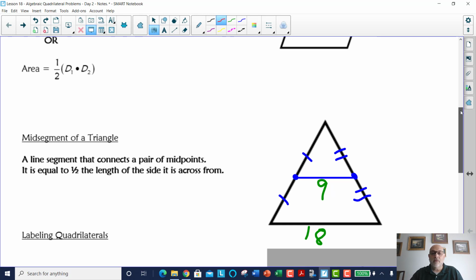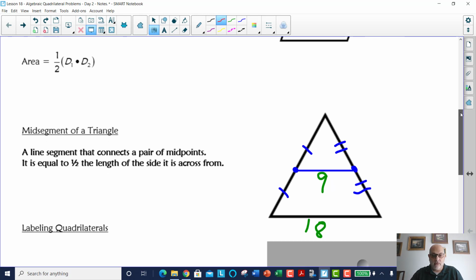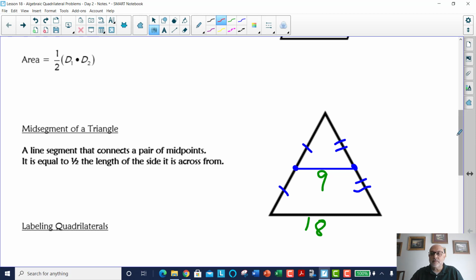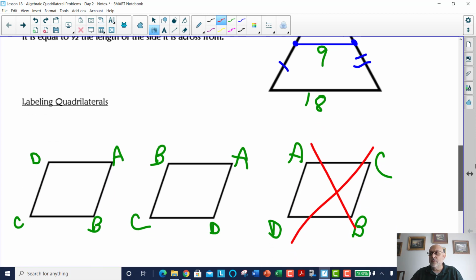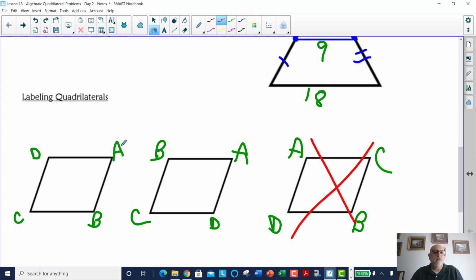One last thing I wanted to clear up is labeling quadrilaterals. I've talked about it. I've shown you the different ways I label them. So one way to label them is you start at one vertex and you go clockwise around in order. Another way is to start at a vertex and go counterclockwise around. A way that's not the way to label the quadrilateral is the letters across from each other. Okay? A is not across from B, C is not across from D. The letters go in a circular pattern in either direction. Okay?